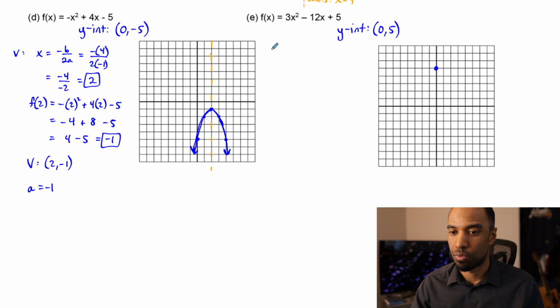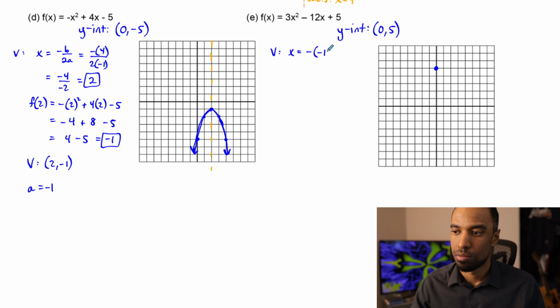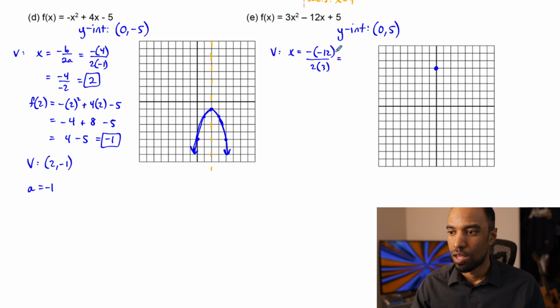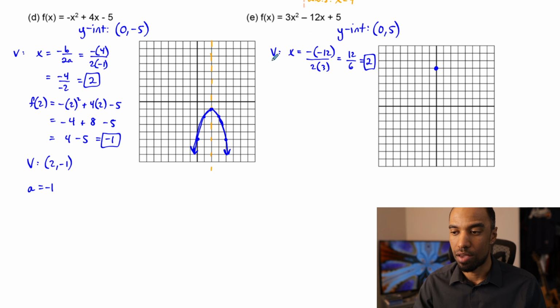The vertex here, how do we find that? Same thing as last time. Your x is going to be at -b over 2a. Your b is -12. So we're going to do negative b, opposite of negative, over 2a. A is 3. Opposite of -12 is +12. 2 times 3 is 6. 12 divided by 6 is, hey, 2 again. We got a 2 showing up, just like last time. Sounds good. All right, well, let's find out the y value now.